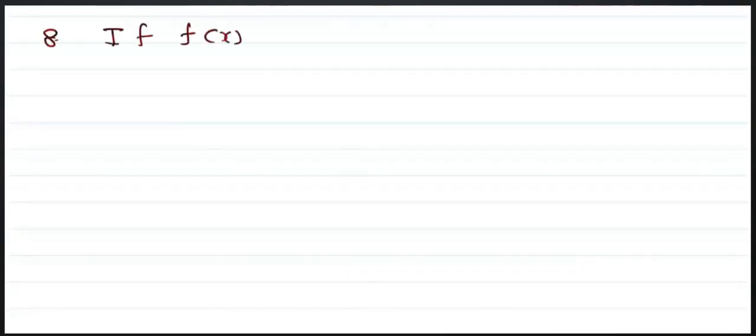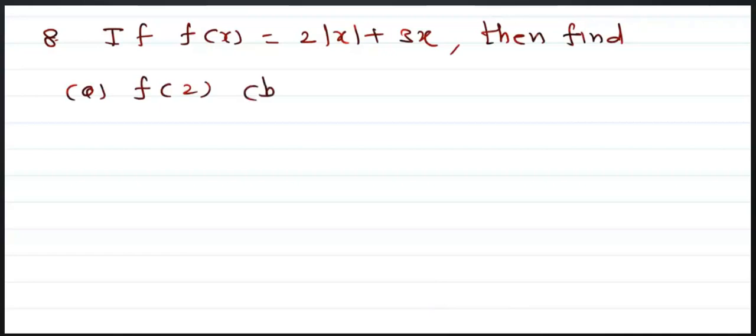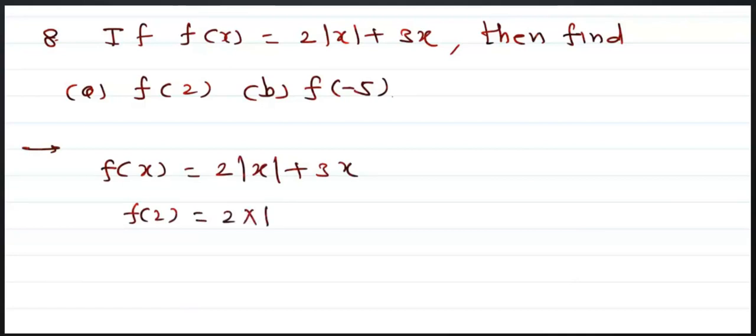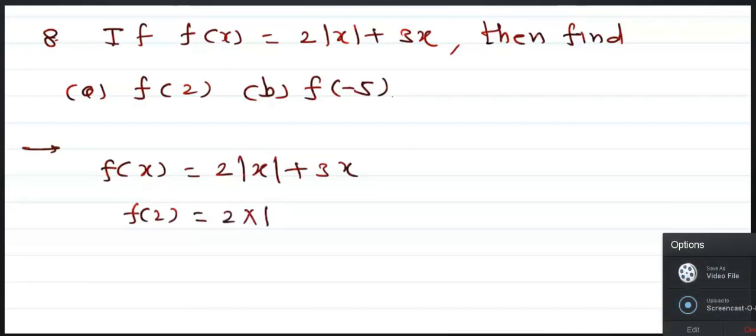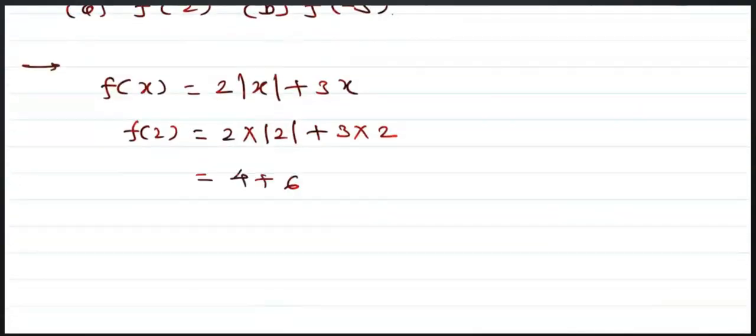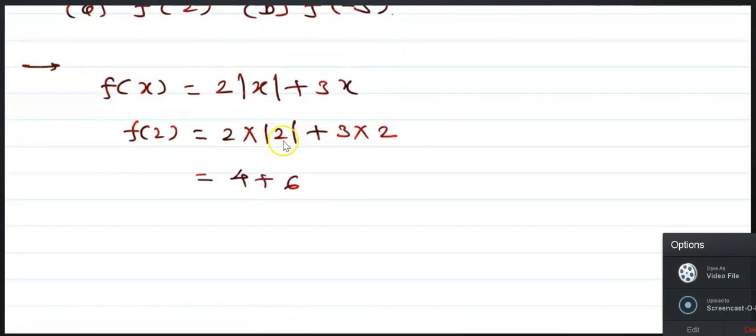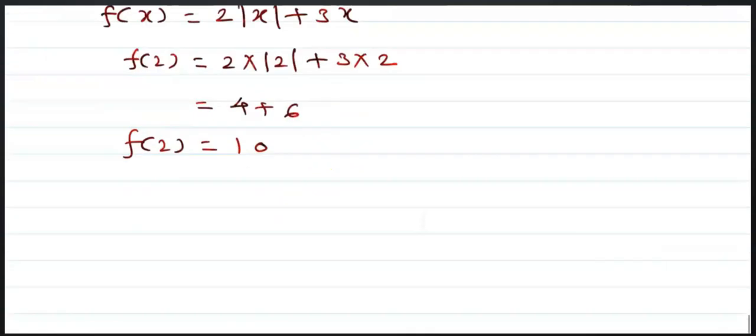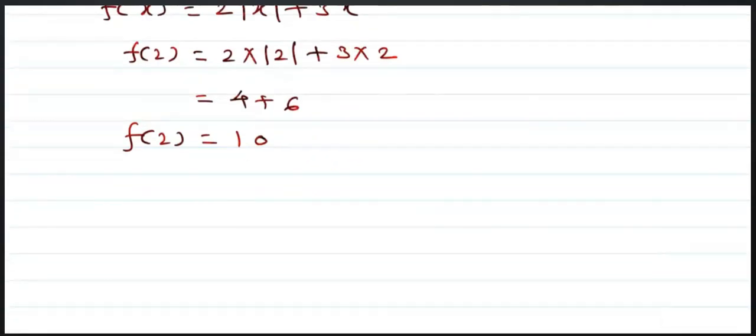Now next is question number 8. f of x is equal to 2 mod of x plus 3x. Then find the value of f of 2, f of minus 5. Now in this case, to find out f of 2, that is f of 2 is equal to 2 into modulus of 2 plus 3 into 2. Mod of 2 is 2. 2 into 2 is 4. Plus 3 into 2, which is 6. That is equal to 10. Therefore, f of 2 is equal to 10.